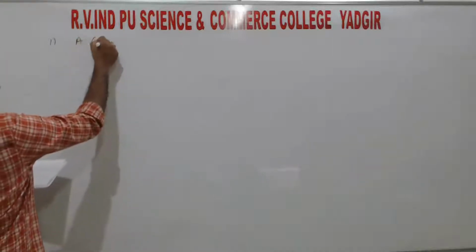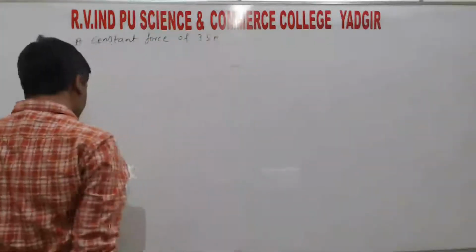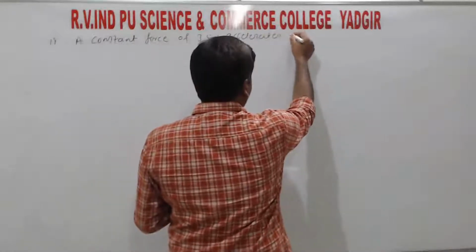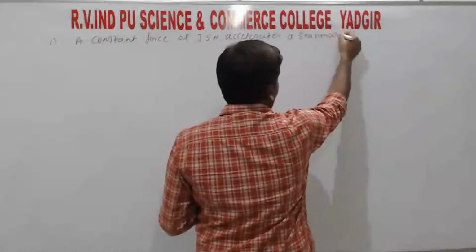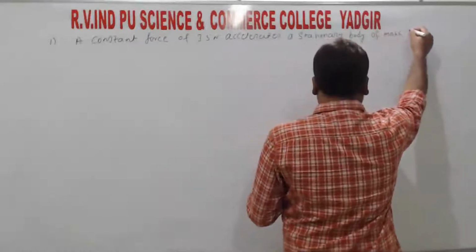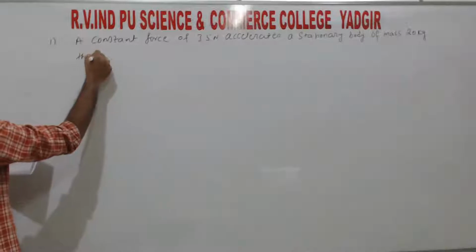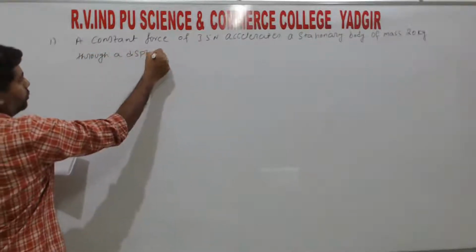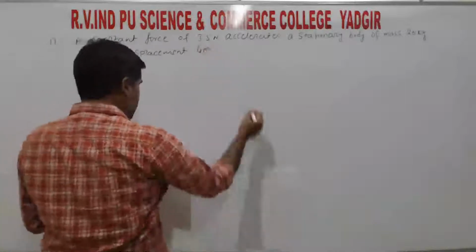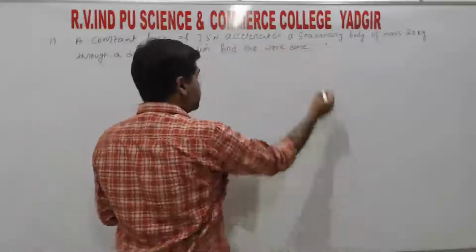A constant force of 3.5 Newton accelerates a stationary body of mass 20 kg through a displacement of 4 meter. Find the work done by the force.